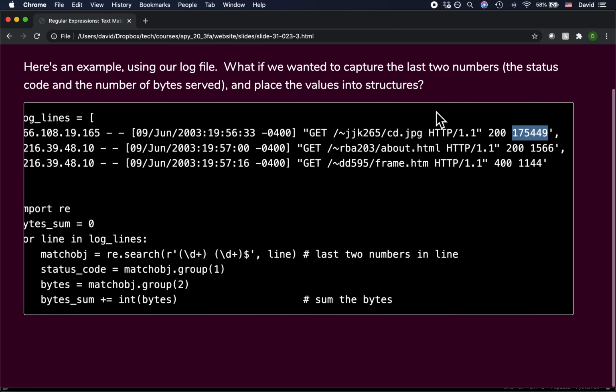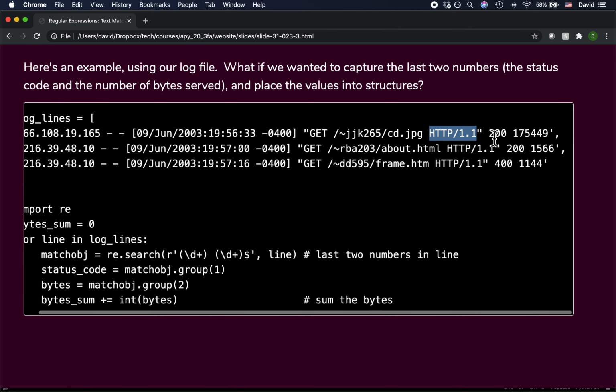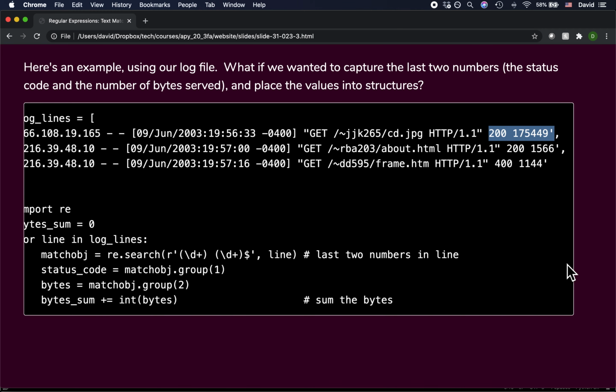Because as I mentioned, this is a web server log. This is indicating that this IP asked for something. It happened on this date and time. It was a GET request. They asked for this. It used the HTTP 1.1 standard. And this was the status code that I returned. This is the web server talking. And these are the number of bytes that were downloaded. You can see that this JPEG was 175K, whereas this HTML page was only 1,500 bytes.